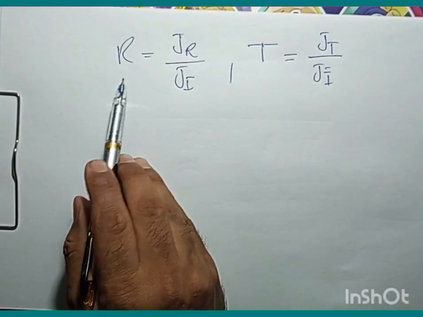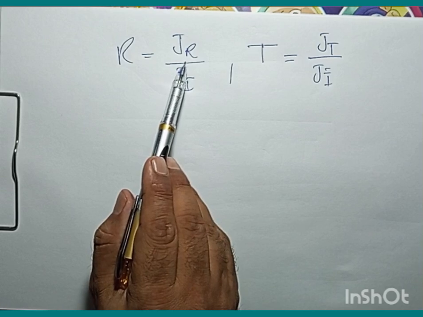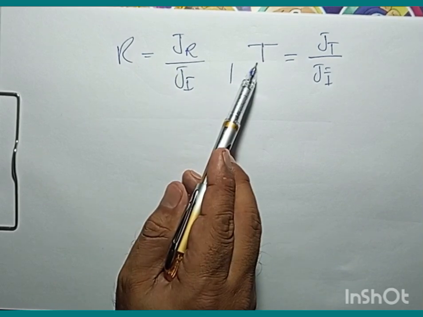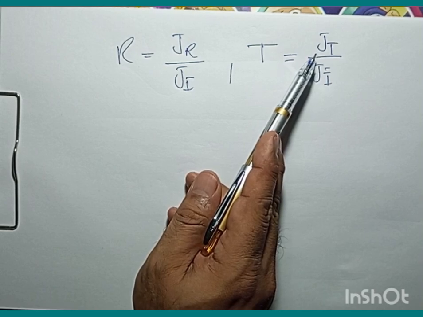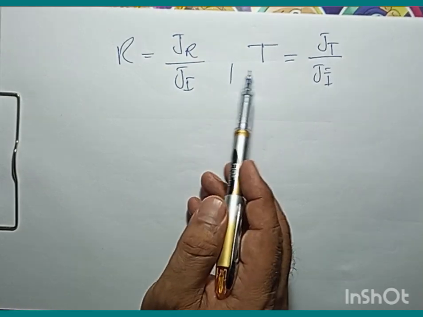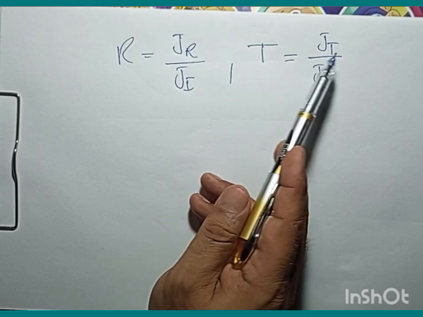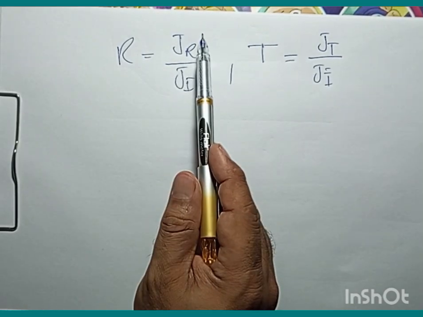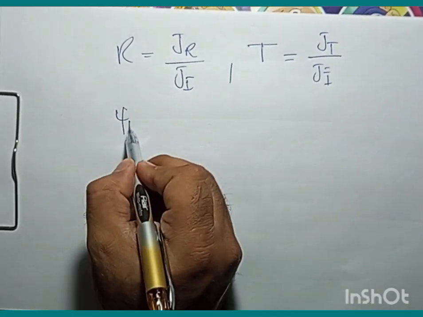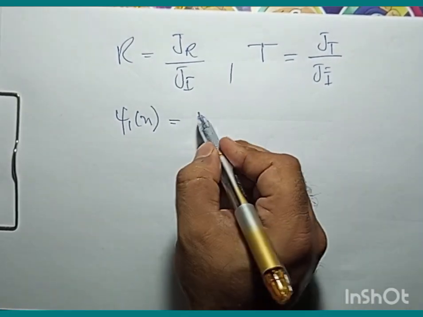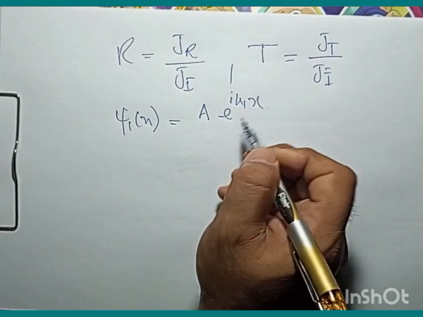So this R is a representative of the ratio of the reflected to the incident beams, and this T is the ratio of the transmitted to the incident beams. And in order to calculate this T and R, we need to find J incident, J reflected, and J transmitted. And as we understand, if we take psi 1 of x, that for the incident wave is A e to the power of i k1 x.